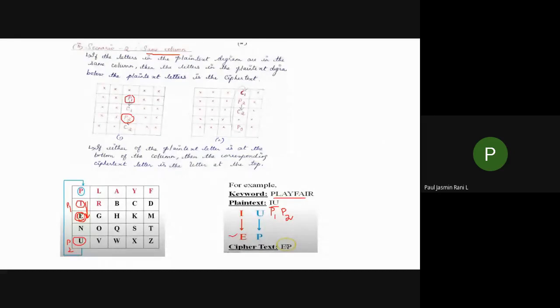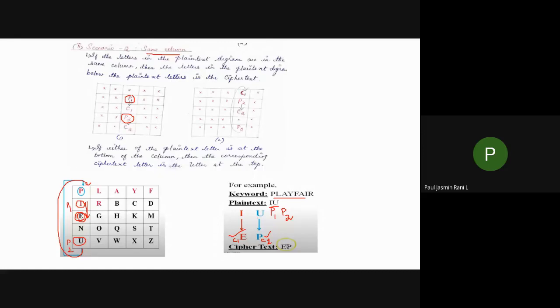Next, for this U, that is plain text P2, after this you don't have any letters, therefore you have to go with the round method. You have to take this P element, that letter P, and fill it in as C2. So E will be your C1 for P1 and P will be your C2, that is the ciphertext for your plain text U. This is how you have to find it for the same column.